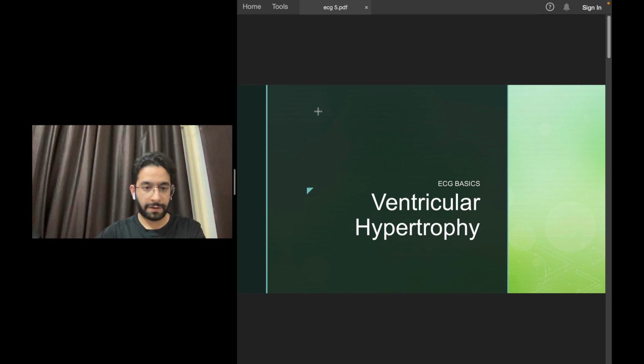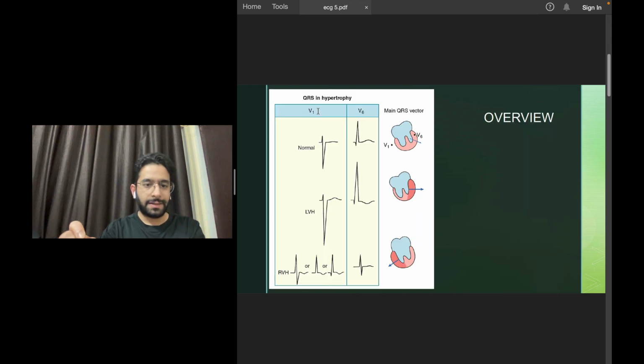This is video number 5, and we will be discussing ventricular hypertrophy. Technically, it is about recognizing on an ECG strip whether right ventricular hypertrophy or left ventricular hypertrophy is present. What this slide depicts is the normal situation on the top row, left ventricular hypertrophy in the middle row, and right ventricular hypertrophy in the bottom row. It's very easy, almost a no-brainer. Just a simple pattern that you have to remember, and you will be able to interpret it.